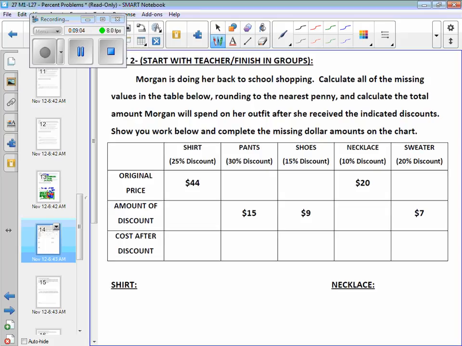As you'll see, there are 5 different items: the shirt, the pant, the shoes, the necklace, the sweater, and everything has a different discount. Okay? So you're going to start with the shirt. The shirt has a 25% discount, and it tells you the original price in this case.